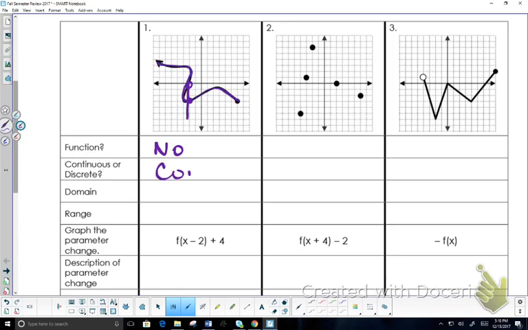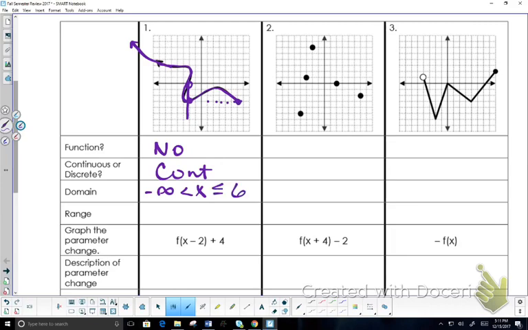The domain, well, you'll notice this arrow is telling you it's going to go to negative infinity. Remember, negative infinity is never going to be equal to. And then it's going to go to the right side. It's going to go 1, 2, 3, 4, 5, 6. And it's a closed circle, so it will be equal to.